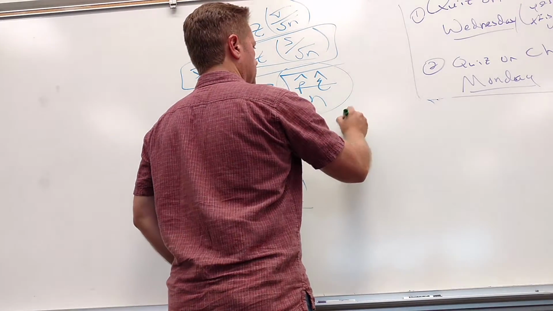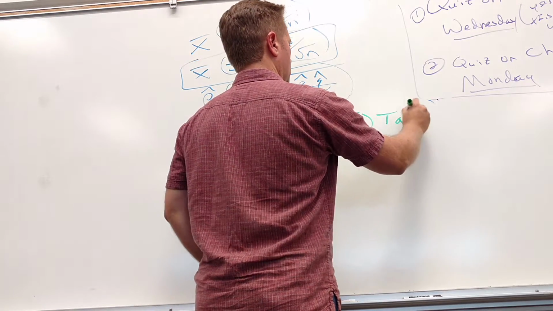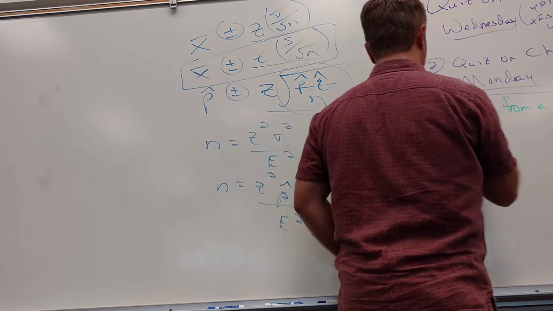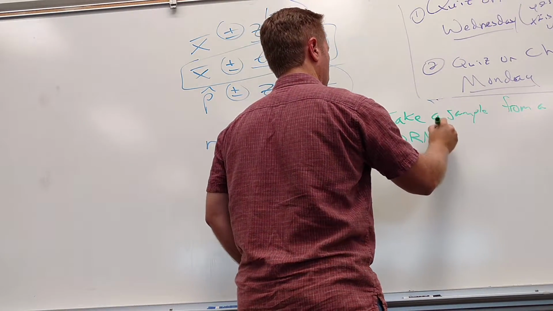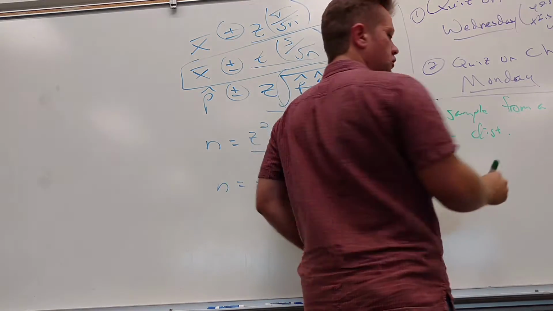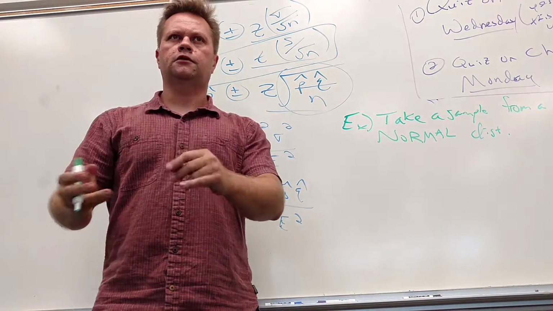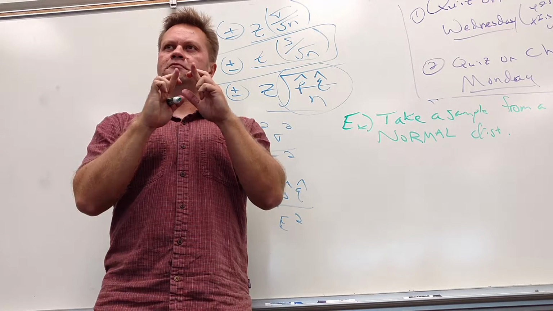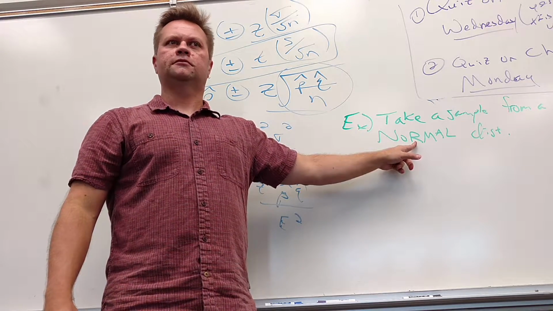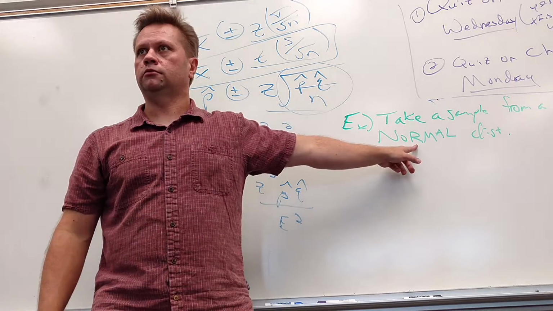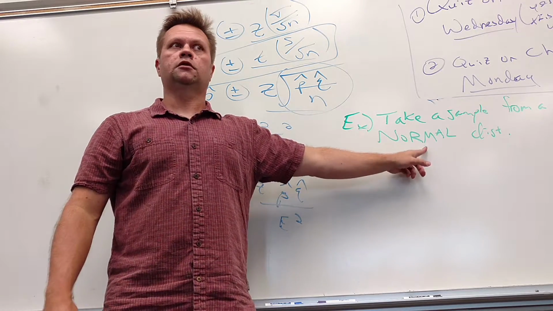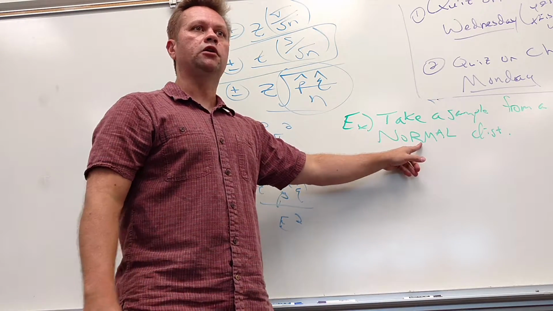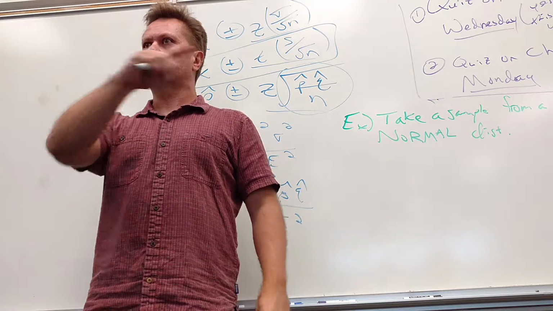So let's say I take, so here's an example. Take a sample from a normal distribution. So I have a normal distribution, so I take a sample. How large does my sample have to be? Any size I want it to be because it's already normal, right? It's a trick question. Be careful. If I tell you it's normal, the sample size could be anything. If I don't tell you what it looks like, it's got to be greater than 30 to make sure that it's normal.